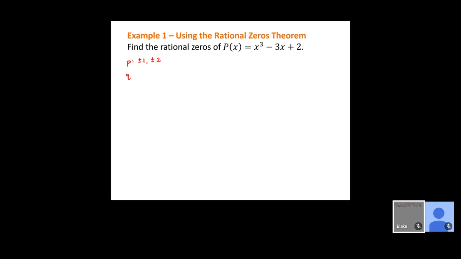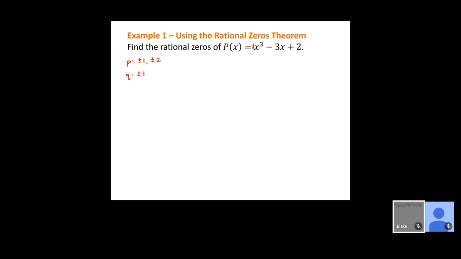Now, the q-values are going to be the factors of our leading coefficient. In this case, that's an understood 1. So the only factors of 1 here are plus or minus 1. And again, we need the plus or minus because positive 1 times positive 1 would give us 1, but negative 1 times negative 1 would also give us a positive 1. So you're always going to want a plus or minus in every single instance. You're always just going to put the plus or minus there.